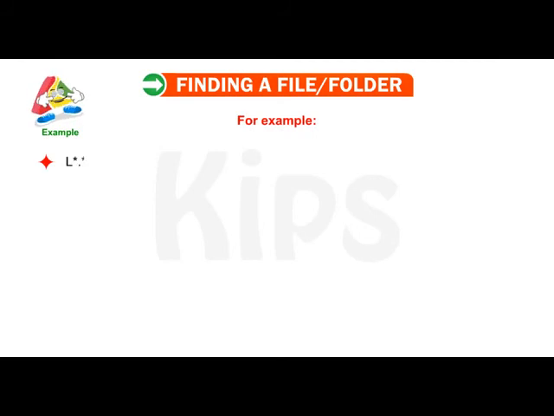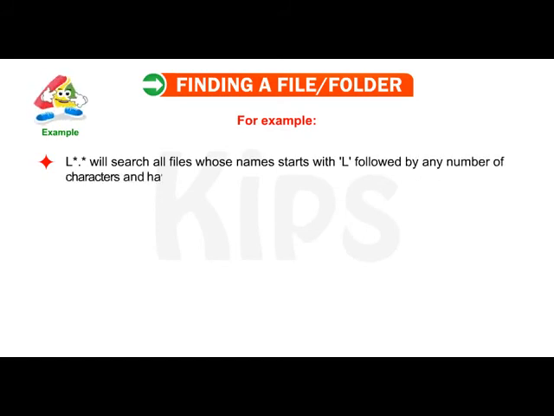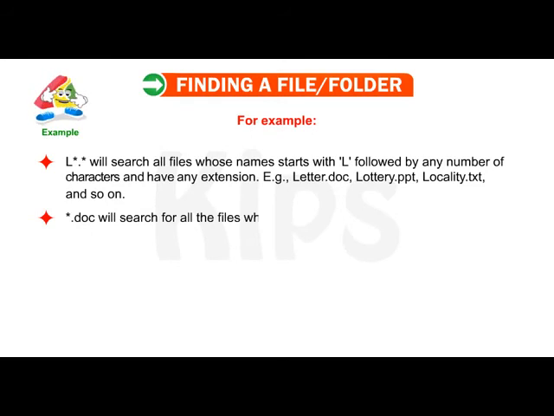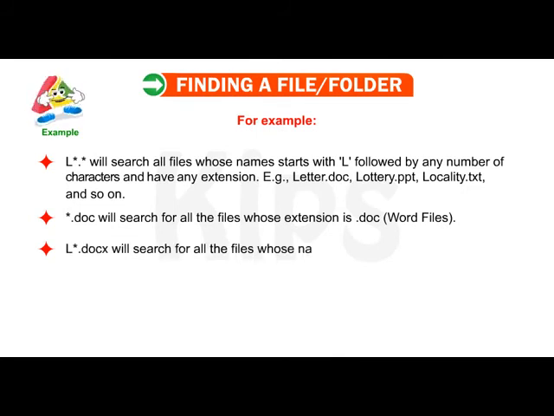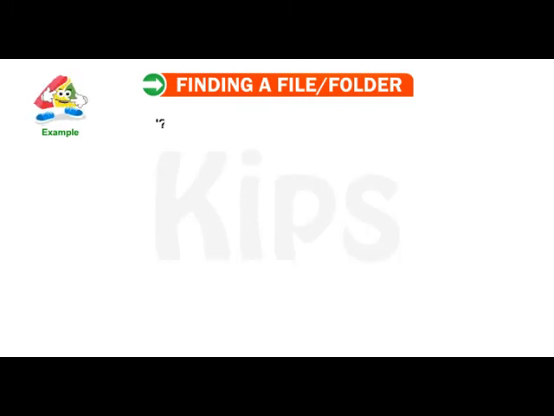L star dot star will search all files whose names start with L, followed by any number of characters, and have any extension. Example: letter.doc, lottery.ppt, locality.txt, and so on. Star dot doc will search for all the files whose extension is .doc, Word files. L star dot docx will search for all the files whose names begin with the letter L and have the extension .docx. Question mark means any one character in its place.